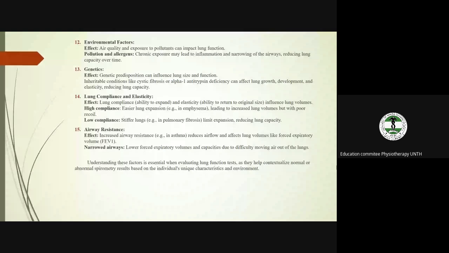Then airway resistance also affects it. Increased airway resistance, especially in asthma, reduces airflow and affects lung volume, like forced expiratory volume, FEV1. Narrow airways lower forced expiratory volume and capacity due to difficulty moving air out of the lung. We have said it earlier that in asthma it is very difficult. When you take in air, to bring it out is a problem. Understanding these factors is essential when evaluating lung function tests, as they help to contextualize normal or abnormal spirometry results based on individual unique characteristics and the environment.